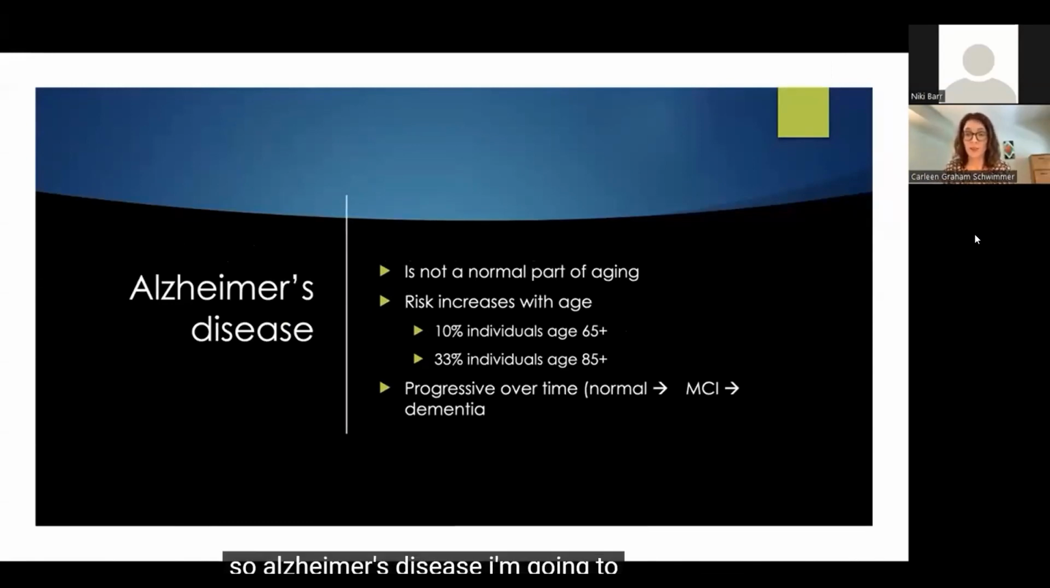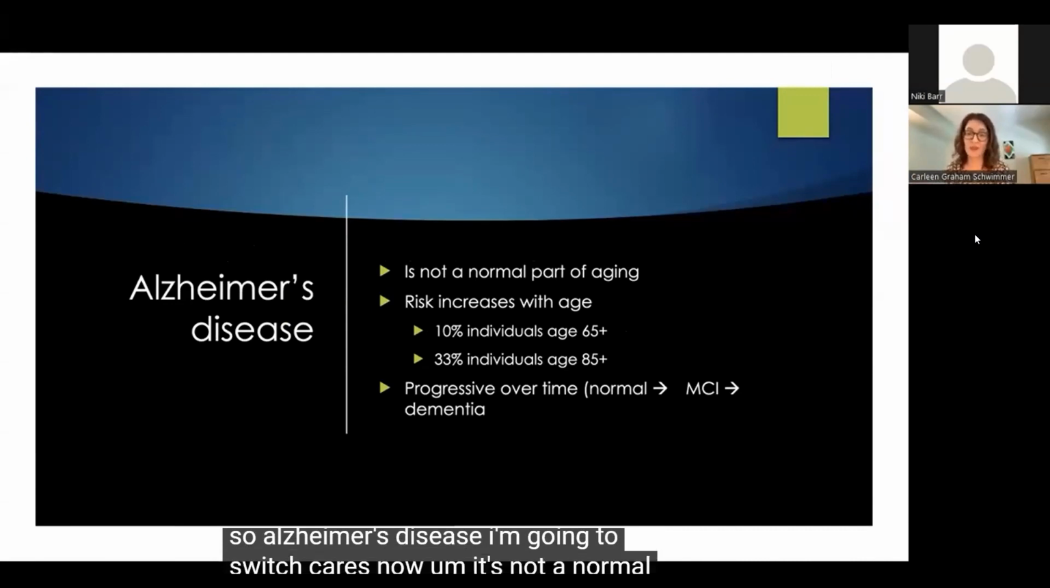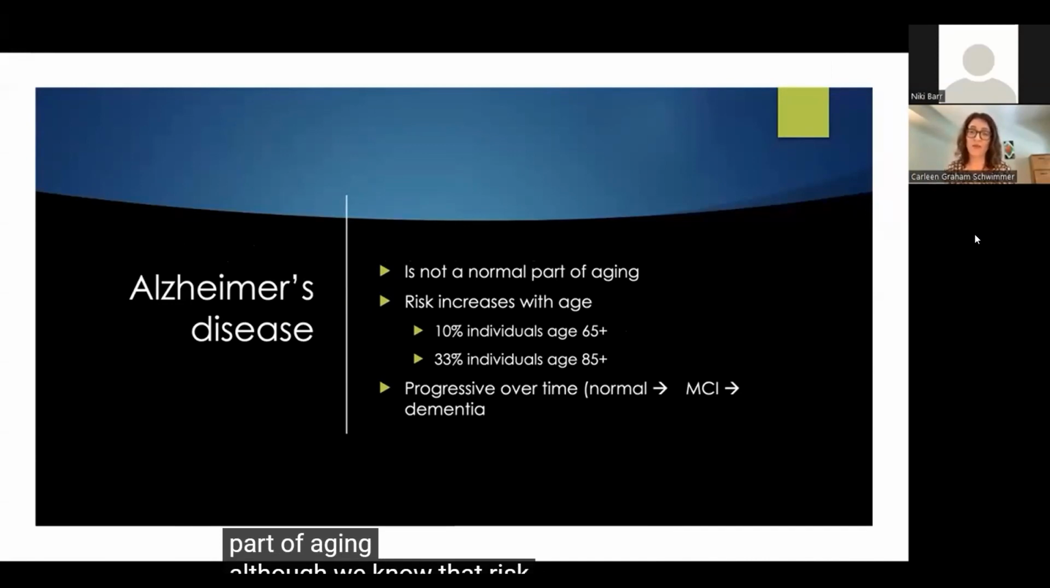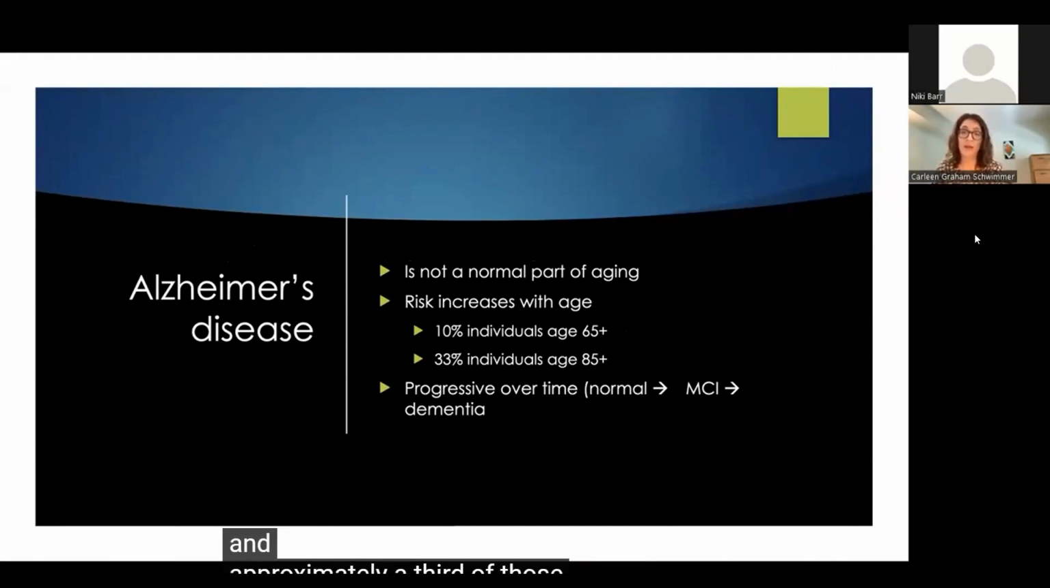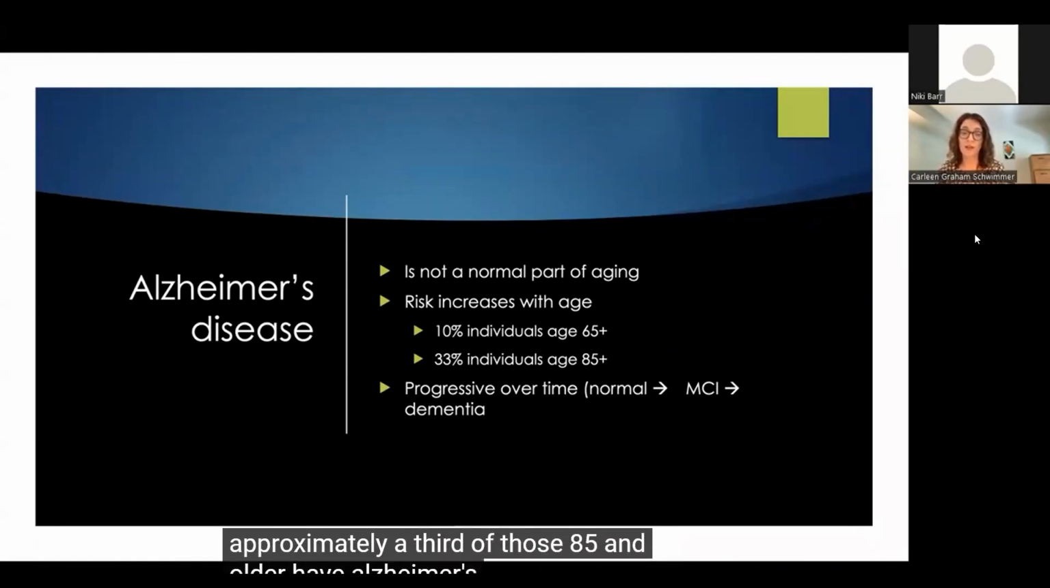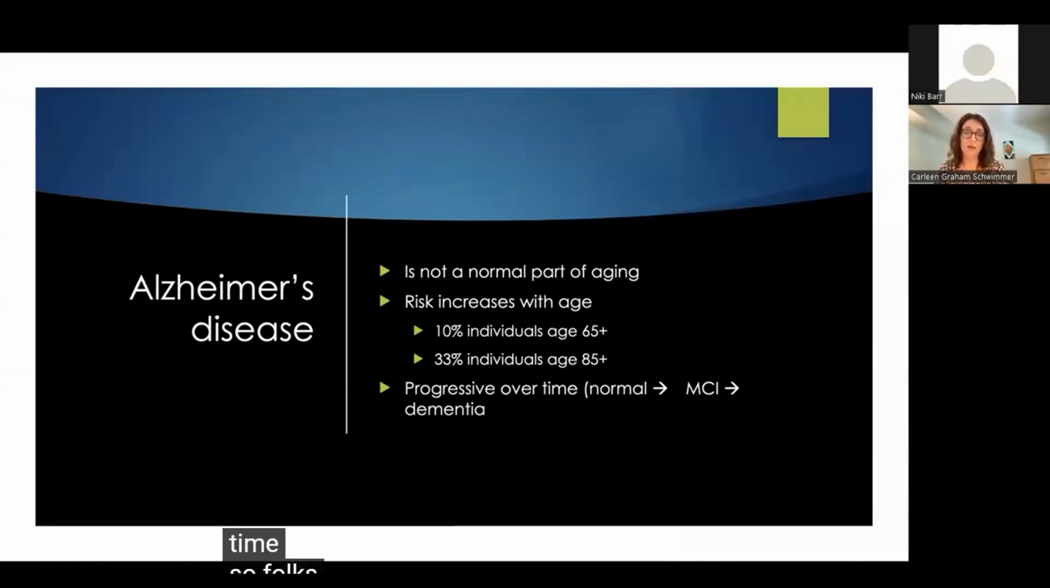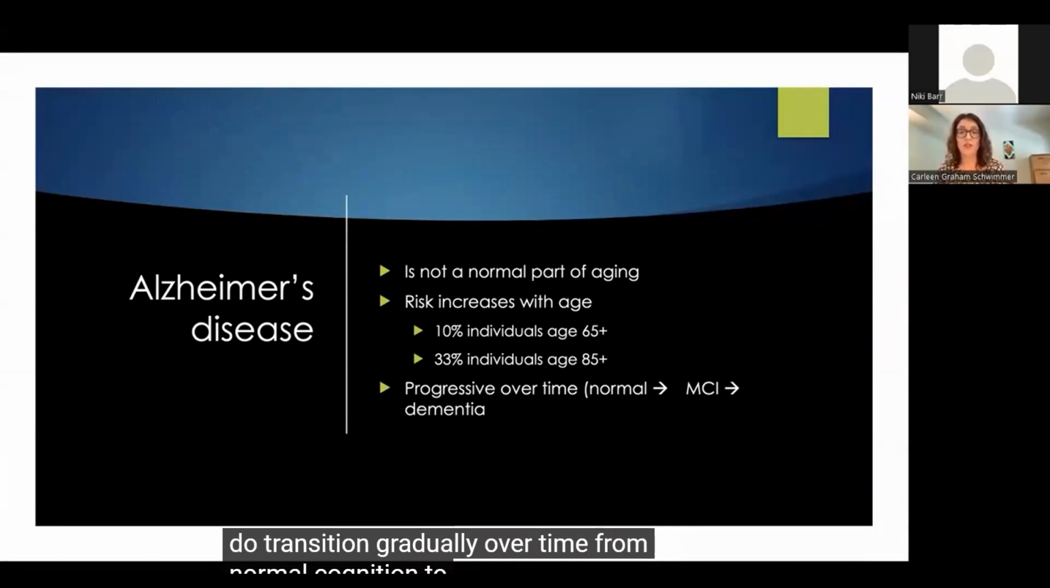So Alzheimer's disease, I'm going to switch gears now. It's not a normal part of aging, although we know that risk increases with advancing age. Approximately 10% of individuals 65 and older have Alzheimer's disease, and approximately a third of those 85 and older have it. Alzheimer's disease does result in progressive cognitive impairment over time. So folks do transition gradually from normal cognition to mild cognitive impairment and then to dementia.